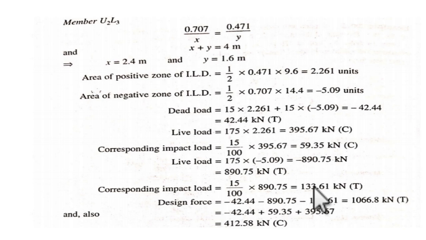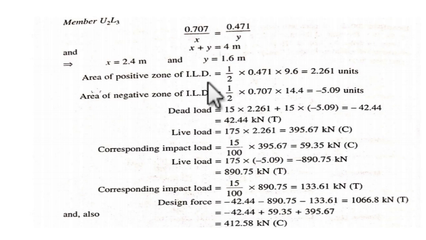Okay, so now you consider this member U2 L3, which is a diagonal member. From the similar triangles, you know both these ordinates, and this by this ratio will be equal to this by this, and x plus y equals 4. From these two equations, if you solve, you will get x equal to 2.4, y equal to 1.6.